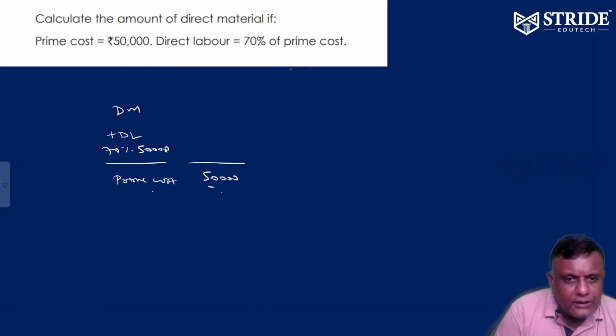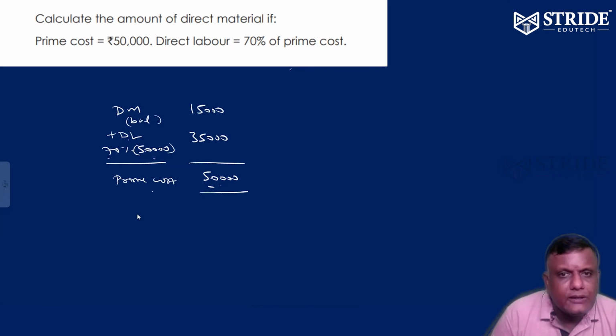Direct labor is 70% of prime cost. That's what is given. 50,000 70% is going to be 35,000. And the balance 15,000 is direct material. So balance 15,000 direct material.